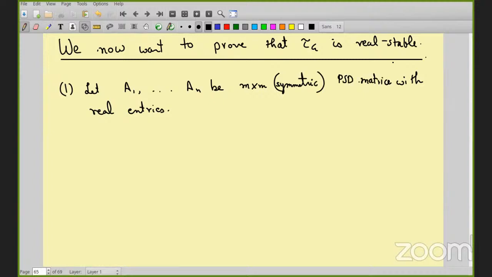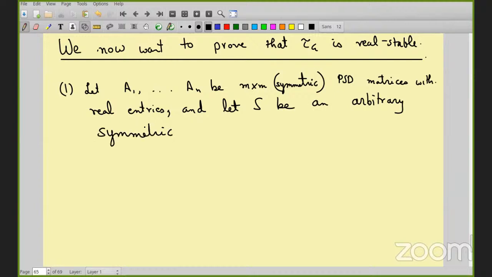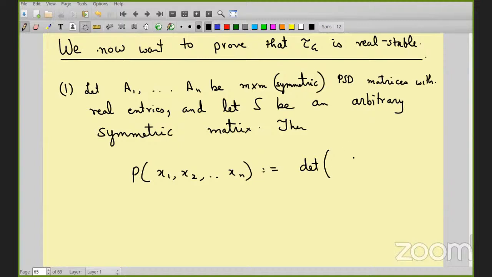Symmetry is implied if you ask for PSD-ness with respect to complex vectors, but it's not implied if you only ask for PSD-ness with respect to real test vectors. But we want symmetry. And let S be an arbitrary symmetric matrix. It's not necessarily PSD. Then the polynomial P(x1, x2, ..., xn) is defined to be the determinant of S plus the sum of xi Ai.